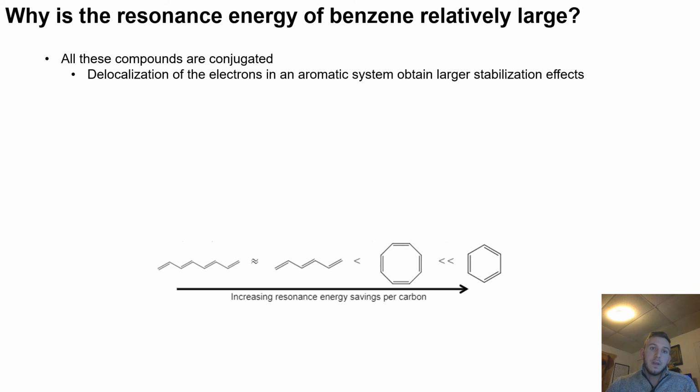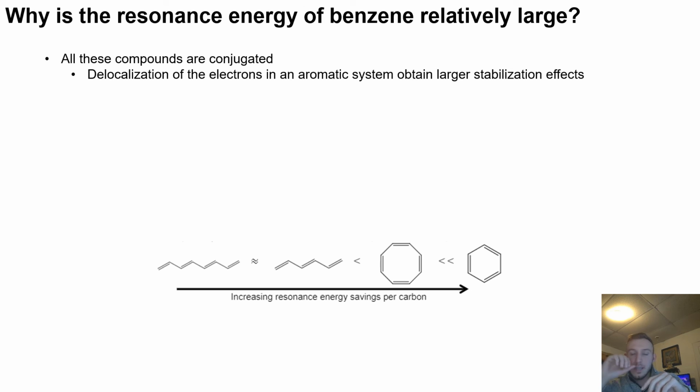So briefly, why is the resonance energy of benzene relatively large? And I say relatively large when just comparing it to other basically conjugated hydrocarbons. The delocalization of the electrons in the aromatic system obtains larger stabilization effects. So in all of these other compounds, most notably cyclooctatriene, it is the way that they're oriented. They're not aromatic, so they're not completely linear. So the way that the sp2 orbitals orient themselves, they're not really in a direct line with each other.